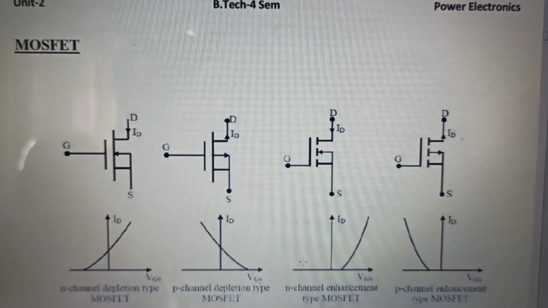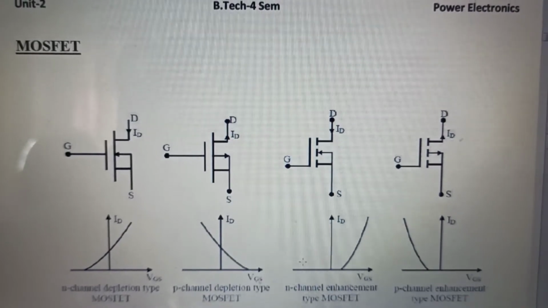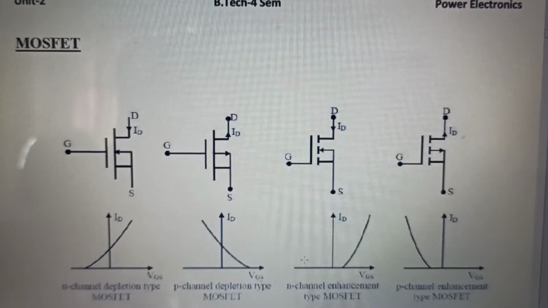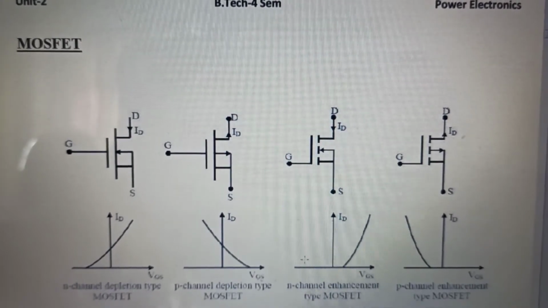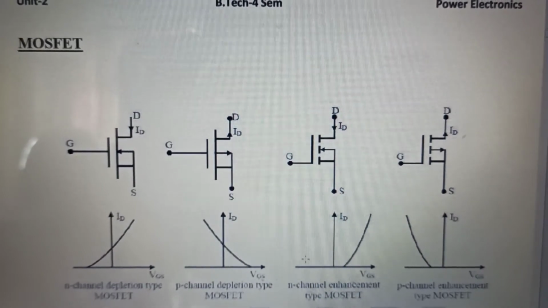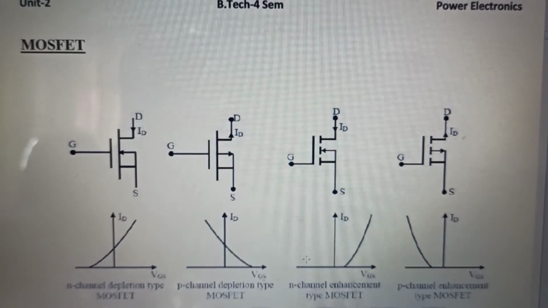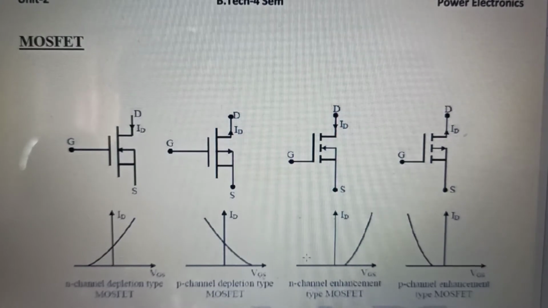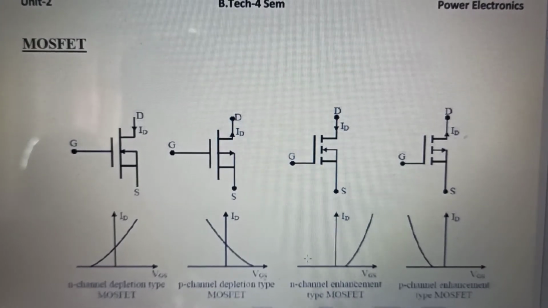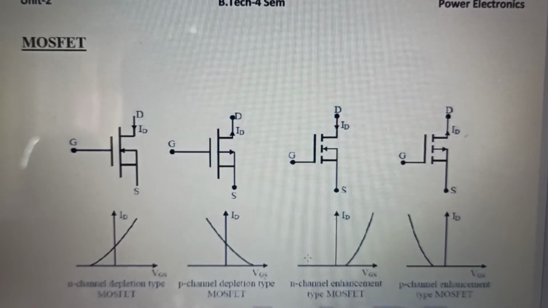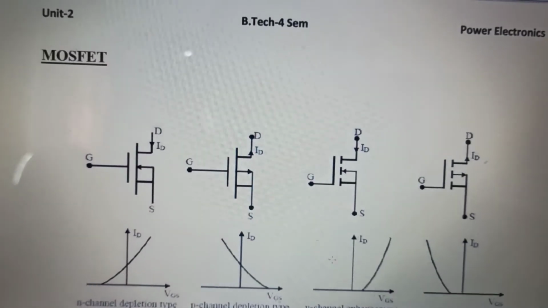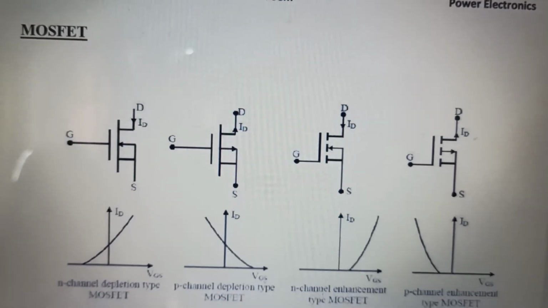In today's lecture, we will be studying the MOSFET: the various device structures of MOSFETs and IGBTs, and their IV characteristics. The full form of MOSFET is metal oxide silicon dioxide field effect transistor.